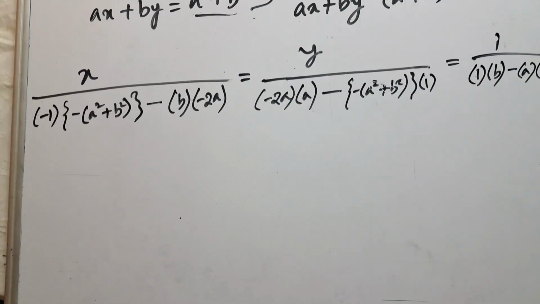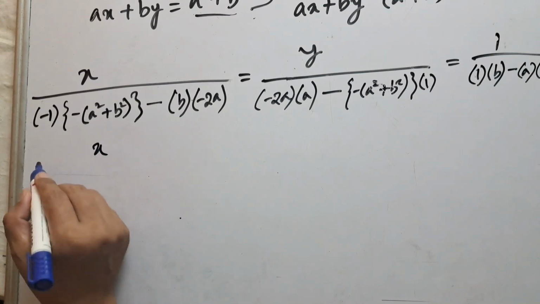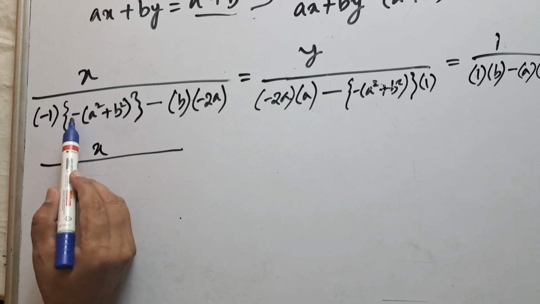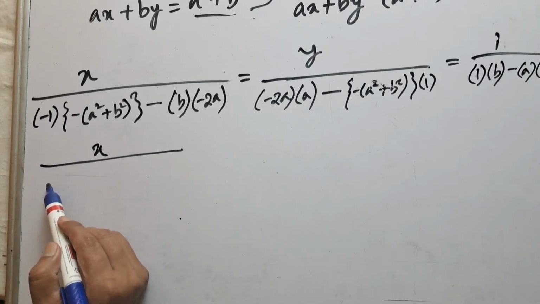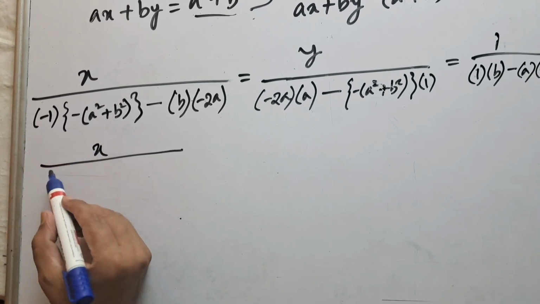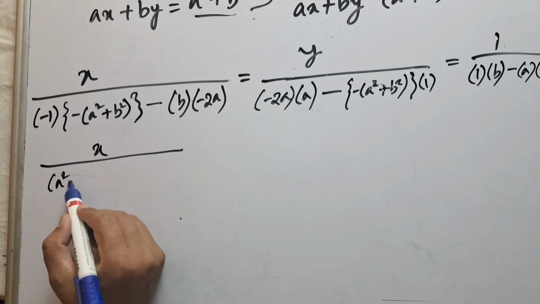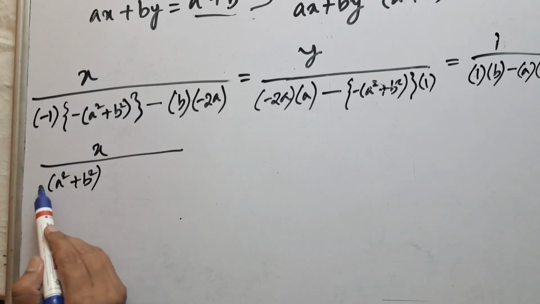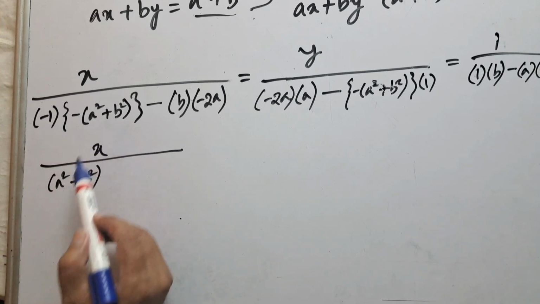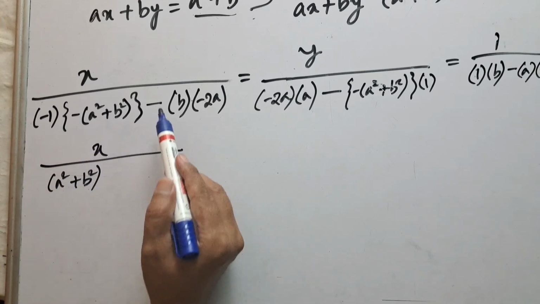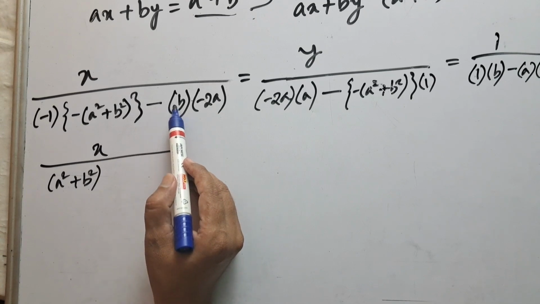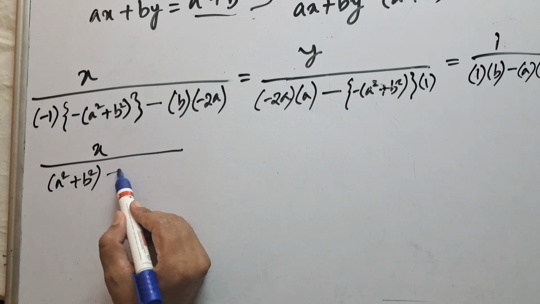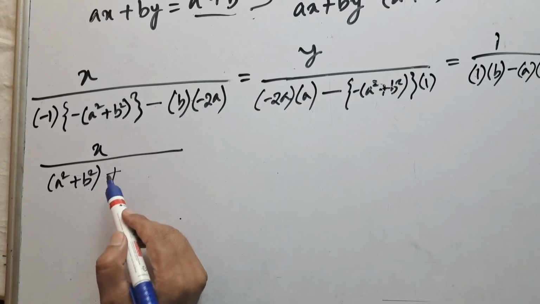After that we have x in the numerator. Okay, so minus into this minus is plus. We don't write plus. 1 into a square plus b square is a square plus b square. Minus into minus is plus. 1 into a square plus b square, a square plus b square. Now minus into plus is minus, that minus into this minus is plus. Okay, minus into minus is plus.